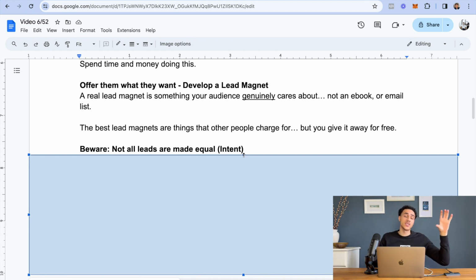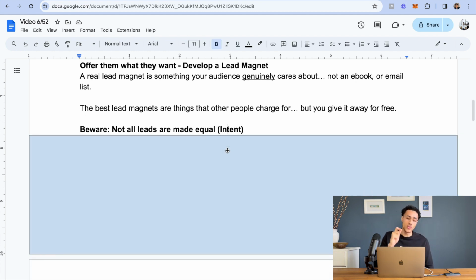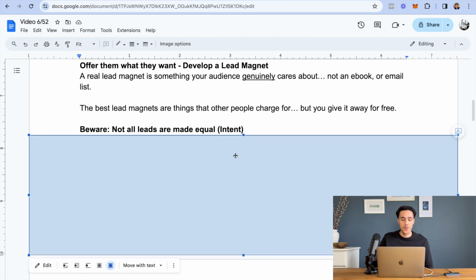So anyone that's interested in learning about this free sales module is also interested in signing up for the academy, and that is how we generate so many leads. Now it's important to touch on that because I want to note that not all leads are made equal, and I put in brackets here intent. Now there's different intent of different leads.